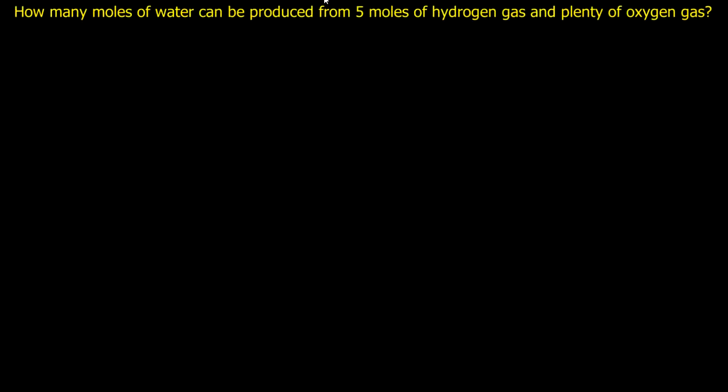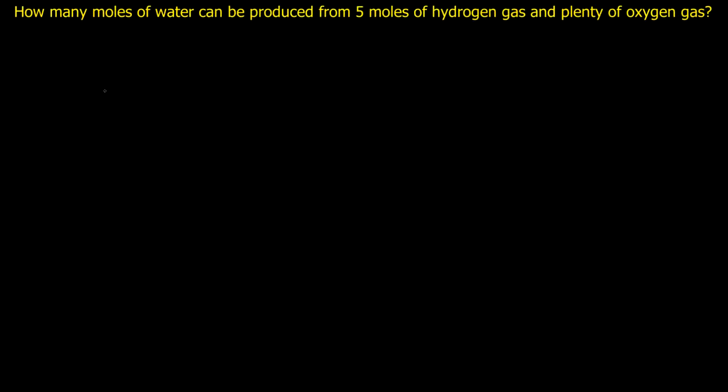So the best way to do stoichiometry is just practice it. Just jump straight into it. So that's what we'll do. We'll just jump straight on into it. So our first one is pretty simple. We're doing a mole to mole conversion. That's stoichiometry at its simplest form. So how many moles of water can be produced from 5 moles of hydrogen gas and plenty of oxygen gas?